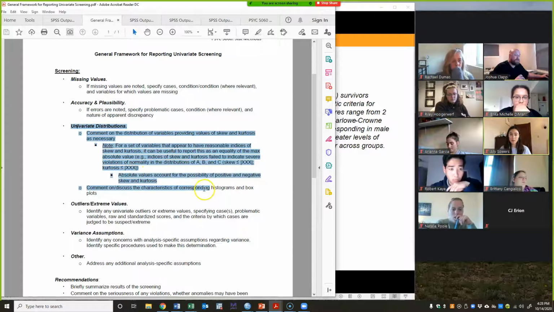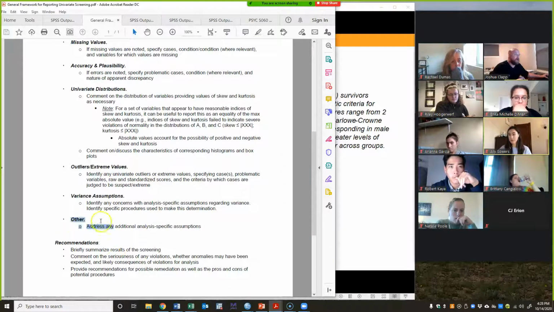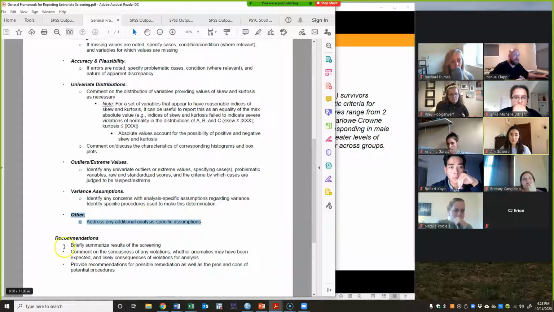Talking about your univariate distributions, for our means-based tests, we don't have any technical assumptions about univariate distributions, but we sure want to know what's happening in our data before we jump into the middle of it. Then looking at outliers, extreme values, variance assumptions, and any other things that might come up. Use this bulleted outline, and at the end, recommendations. This is you playing consultant, saying, hey, these are the things that are going on. These are recommendations or things we should be concerned about, or things that came up that aren't great but probably won't impact things, kind of tying it all together.